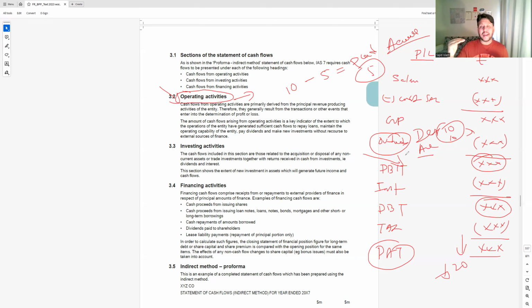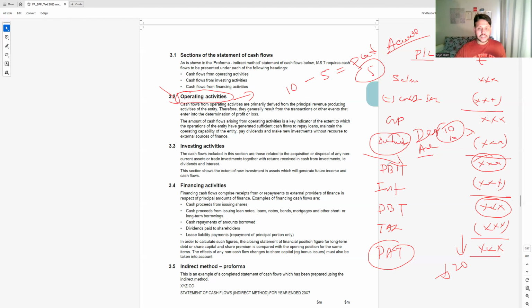We need to add back, and later on we need to look at how much interest we paid during the year. So we need to minus that. Be very careful. If all the interest is paid, then we need to minus the full amount. But if half of the interest is remaining, we only minus the half. We're going to look at all of this in detail anyway.